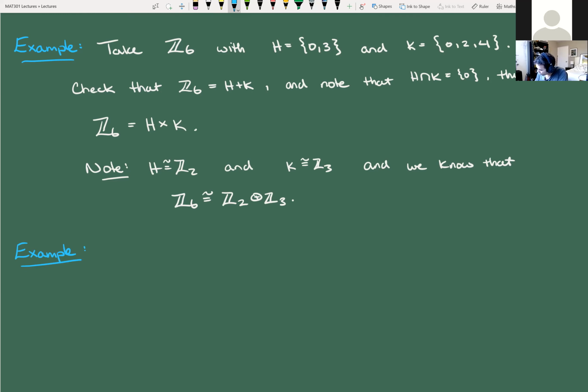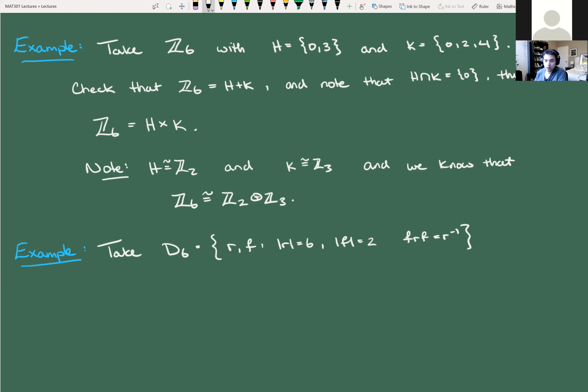Okay, so let's do a non-abelian example. So let's say take D6, right? The dihedral group of the hexagon, right? It's the symmetries of the hexagon. So this is R and F such that the order of R is equal to 6. The order of F is equal to 2. And what is it again? It's F R F is equal to R inverse, right? So this is the presentation of D6.